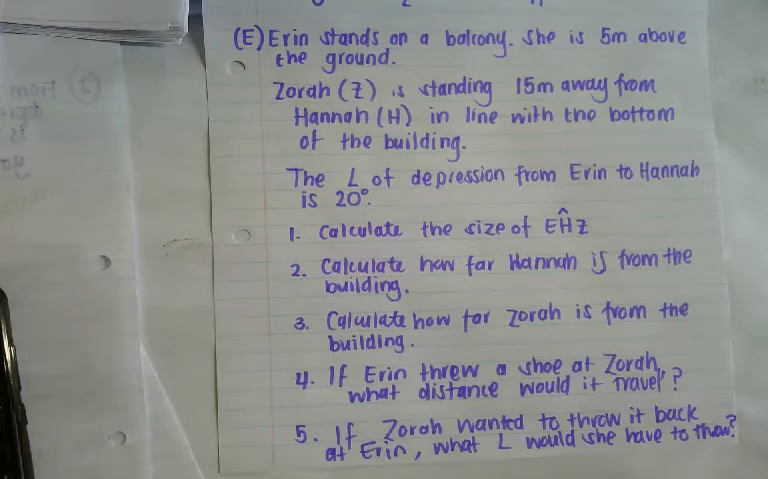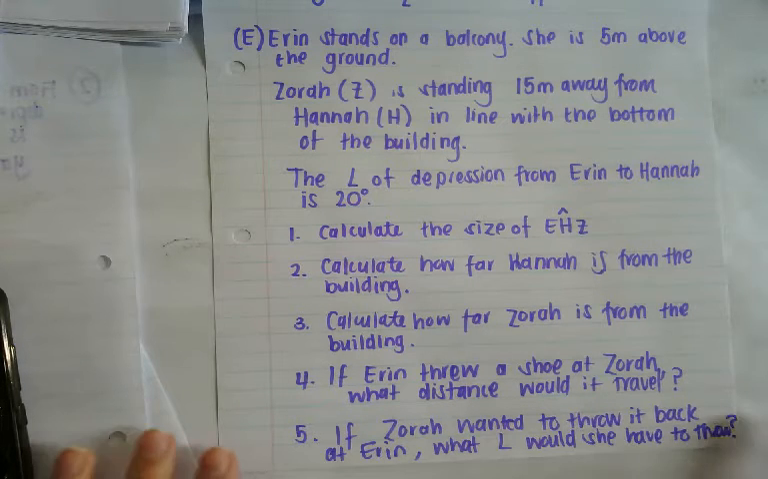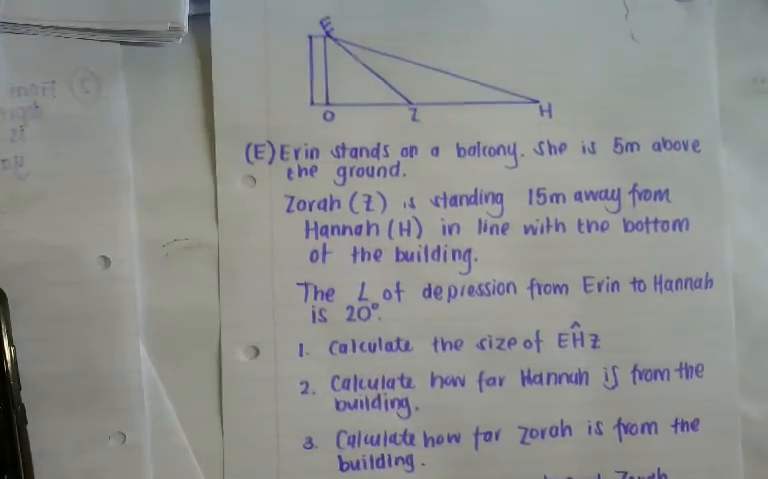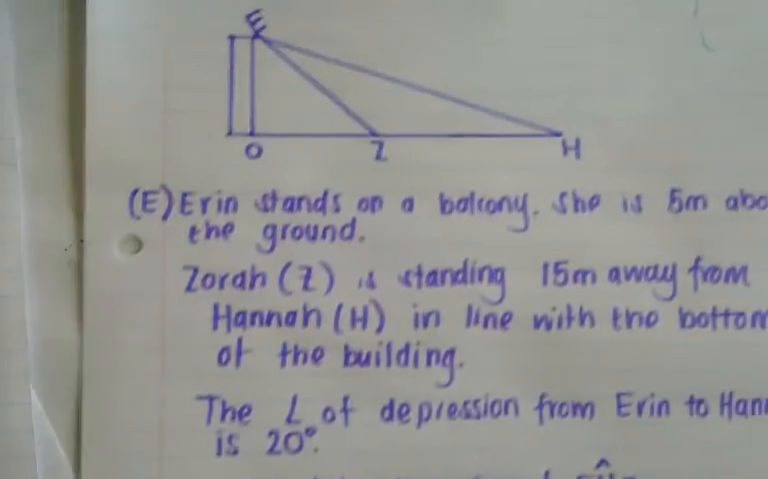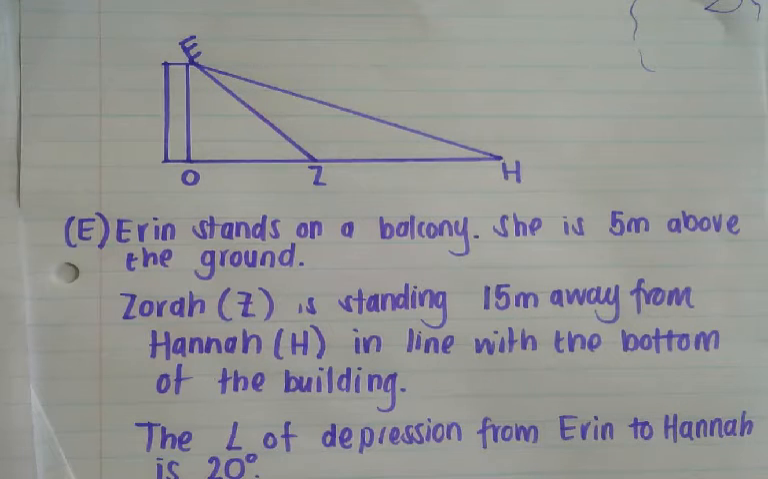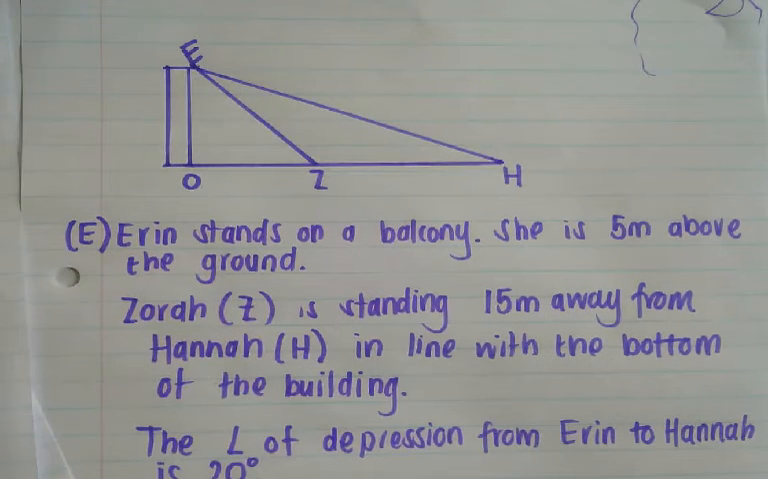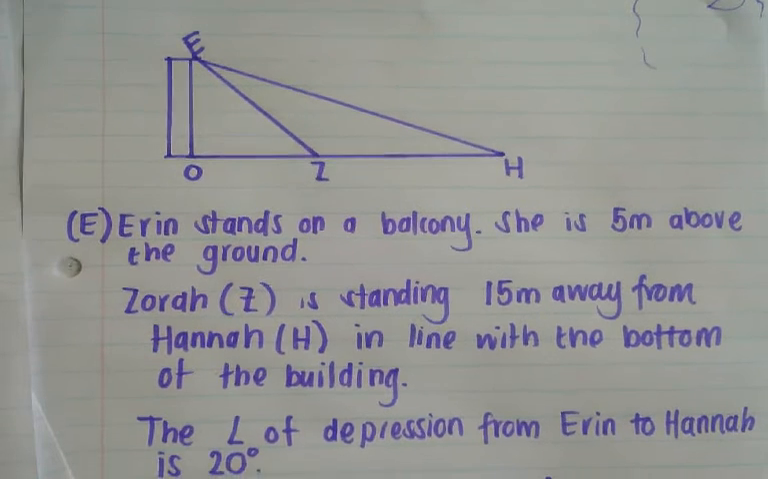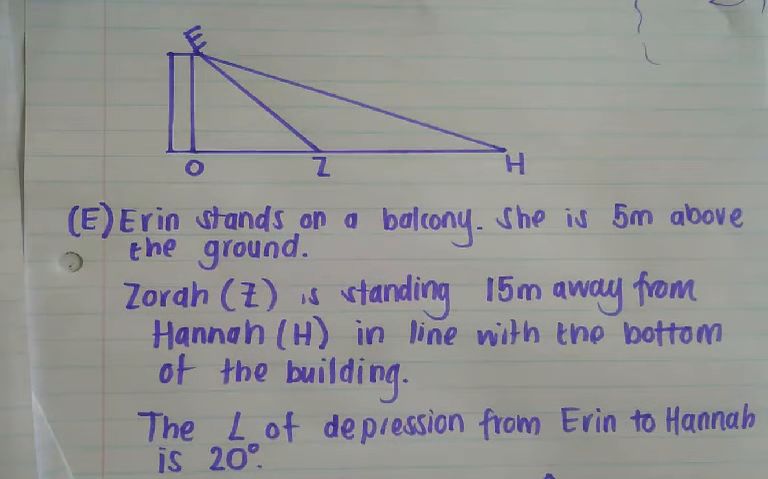So those are our 5 questions that we are going to work through. If we don't finish, I will write it down and send the answers on the group. Okay? So let's start. You can get all the stuff on the group. I will take a picture. So first and foremost, let's fill in the information that we have. I've already given you the picture showing you how they relate to each other. But I have given you information about how high Erin is off the ground and the angle of depression from Erin to Hannah.